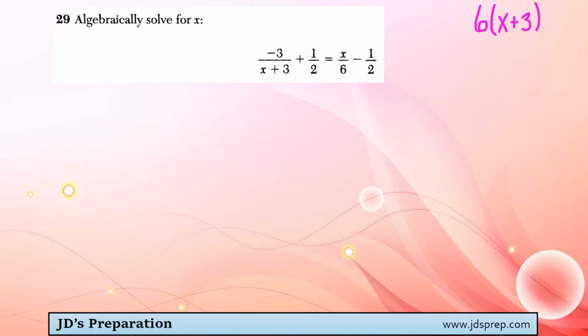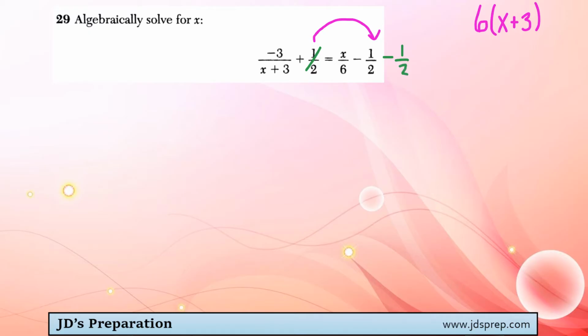Now, I think what may be a simpler method would be to take the 1/2 on the left-hand side here, move it over to the right-hand side, and then combine those three fractions together, and then we can cross multiply. Let me show you what I mean. So if I subtract 1/2 from both sides of the equation, this is what we would get.